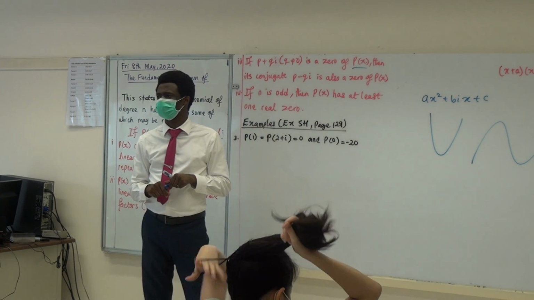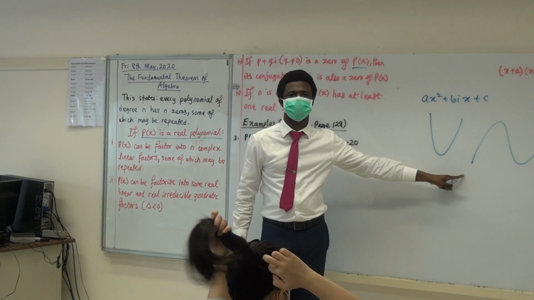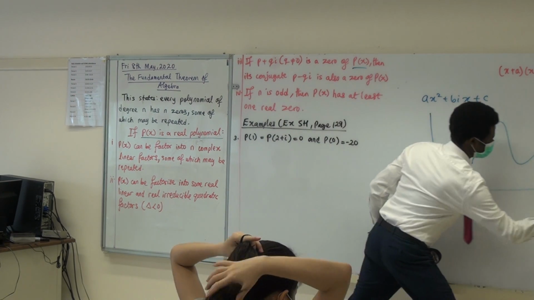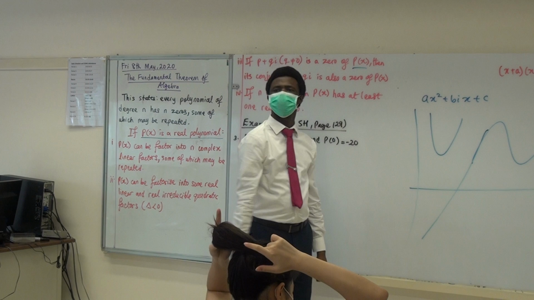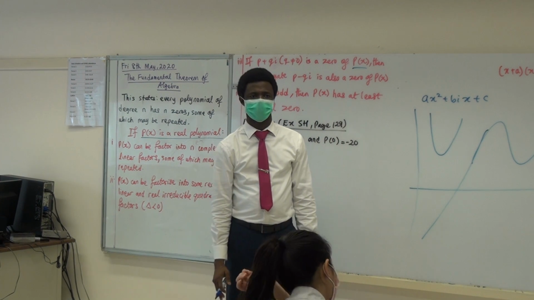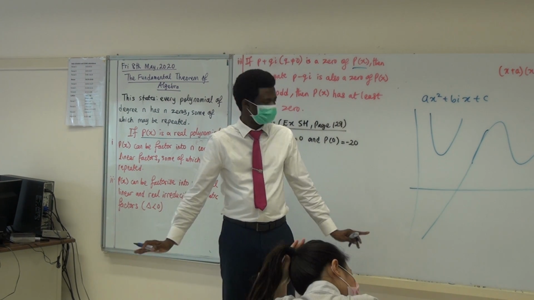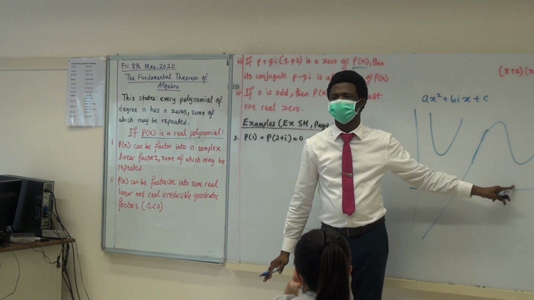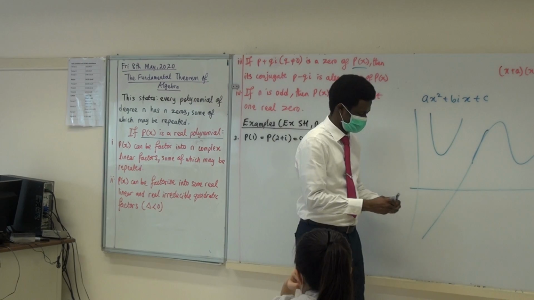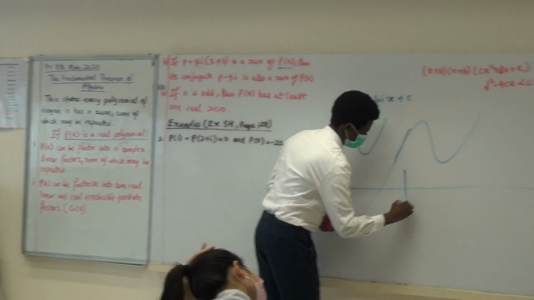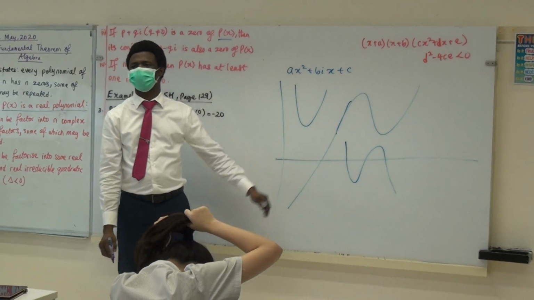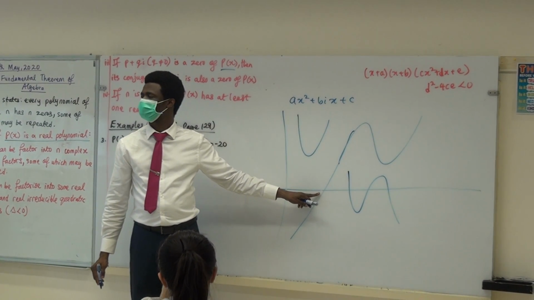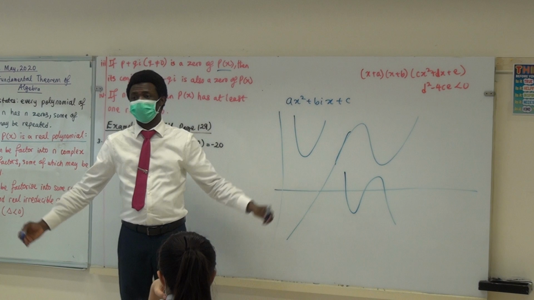In terms of this, it always cuts the x-axis. It always crosses the x-axis at least once. Worst case scenario, you have this. Right? That's the worst that could happen, but it will cross it. Maybe when coming back, it doesn't cross it. In some cases, you have it both ways. It crosses every time, but it must cross at least once.